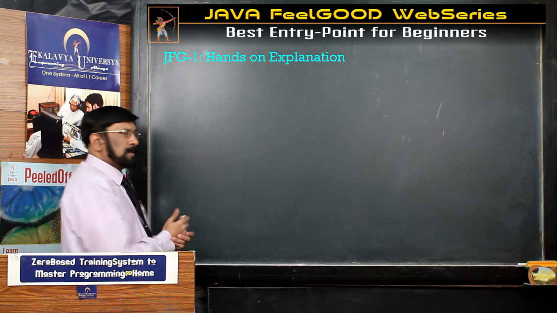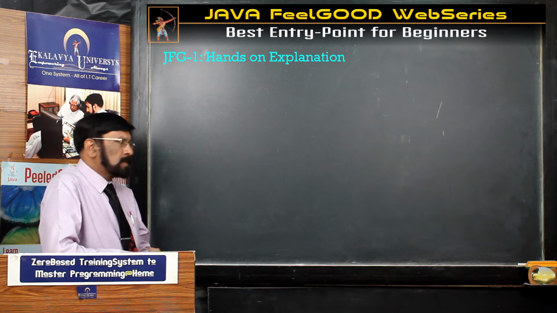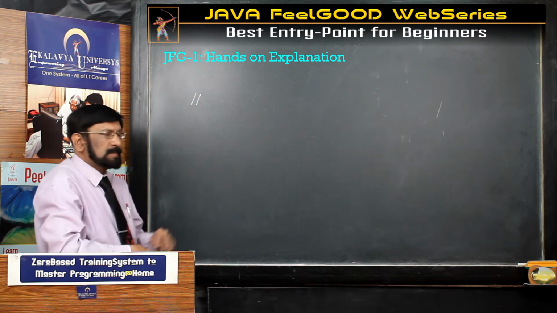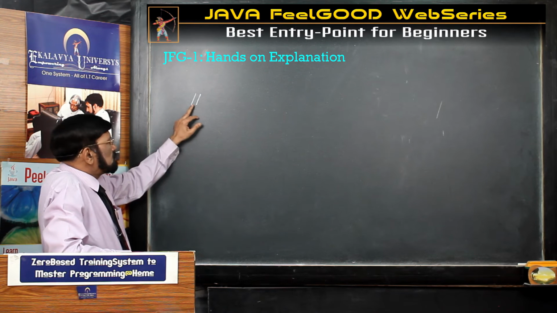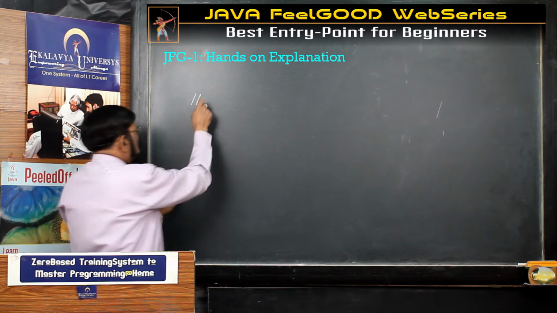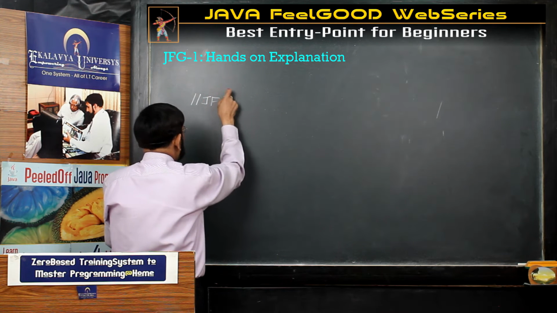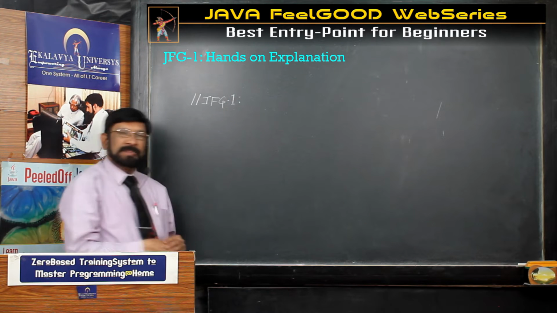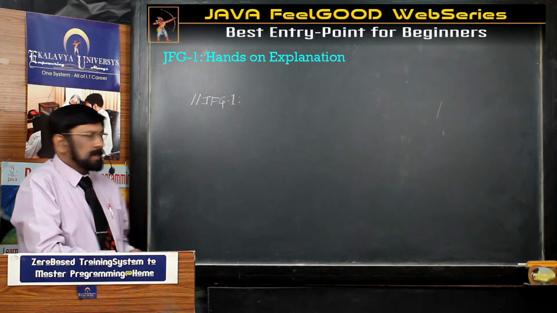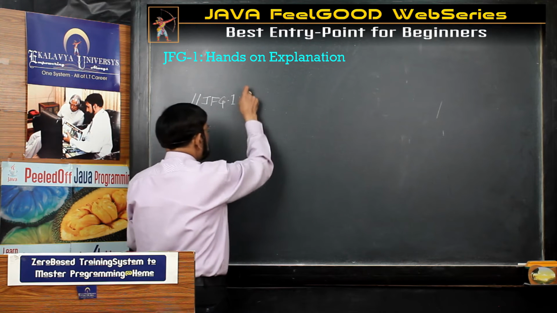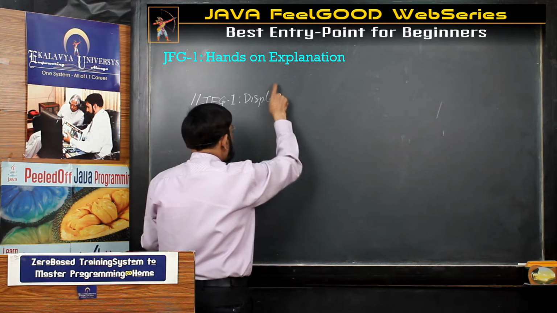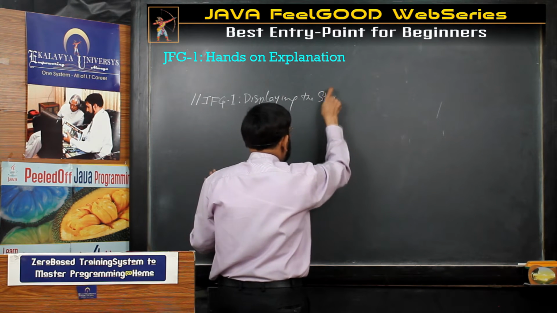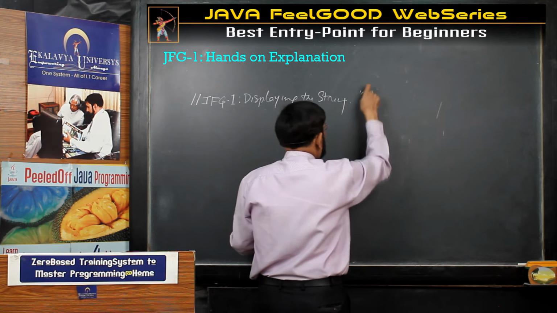Okay. Whenever you are writing a Java program, you have to start with a comment. Comment symbols are two slash symbols. You should not give any space. Okay. And what we have to write? JFG. This is the first program. And what is the task of this program? If you take the task of this program, what you are going to do? Display the string hello Java.